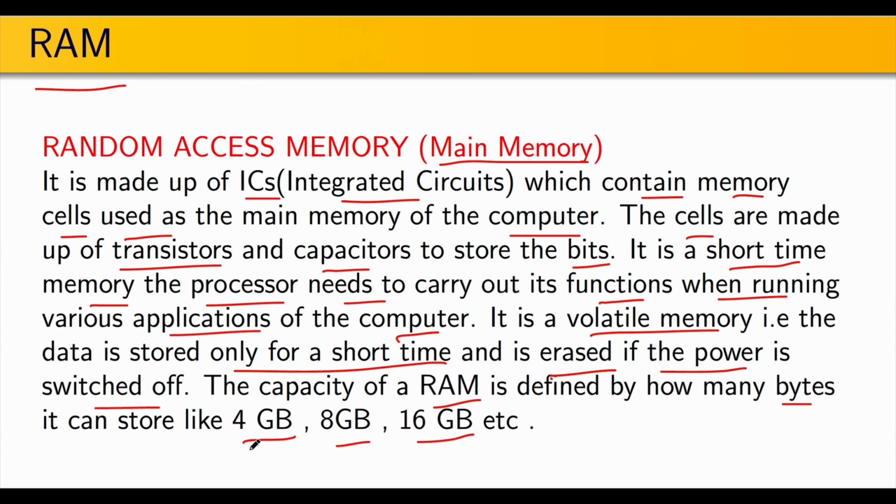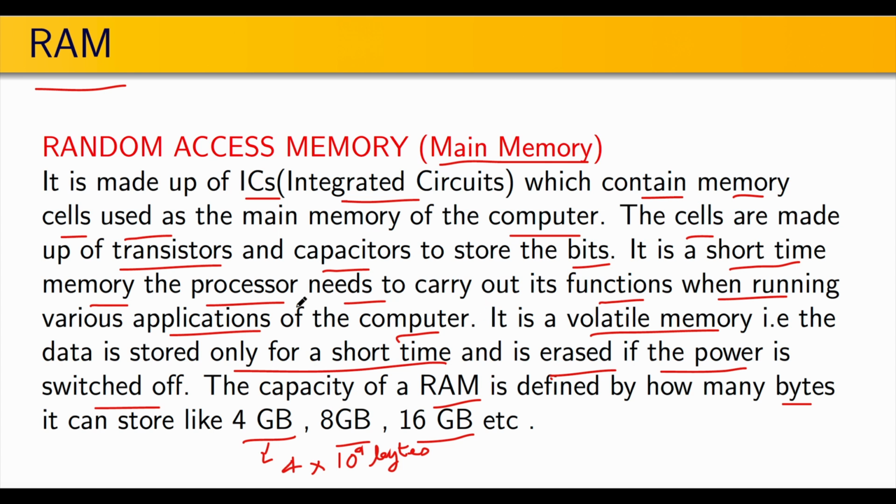So like 4 gigabytes means 4 times, I think, 10 to the power 9 bytes. Okay, so many bytes, and 1 byte is 8 bits. So it's like this. So what does it mean?